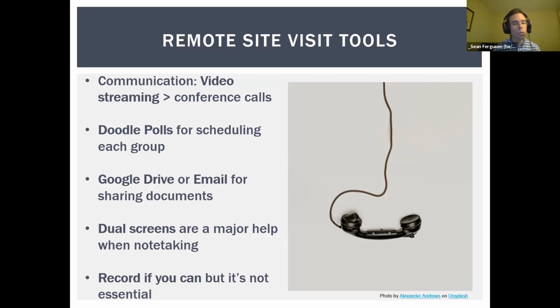I'll say that Doodle polls can be a great way to show your availability and have people sign up for different opportunities, different windows to discuss, which can be good when there's large groups that you're working with. In terms of a way to share documents, email's usually fine, but if it's a large organization, Google Drive might be a little bit more effective. Everybody just throws it into a single link that maybe your point of contact shares with them. And dual screens are such a huge help.